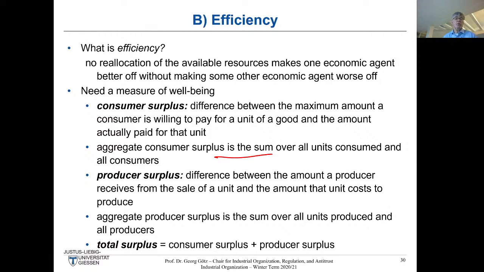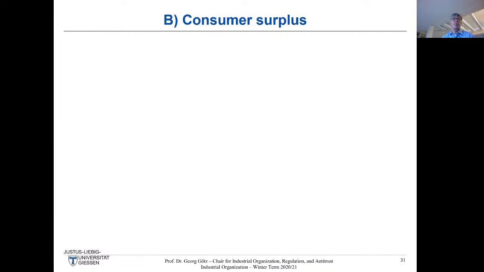Students who already took the economics of regulation course will remember that regulators typically have a different welfare measure. They somehow put a weight like alpha on producer surplus, and alpha is something between 0 and 1. So they account more for consumer surplus than for producer surplus. Okay, but here we typically assume that we have a total surplus welfare measure.